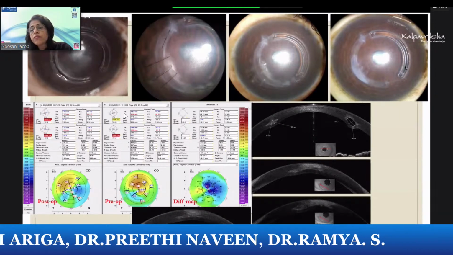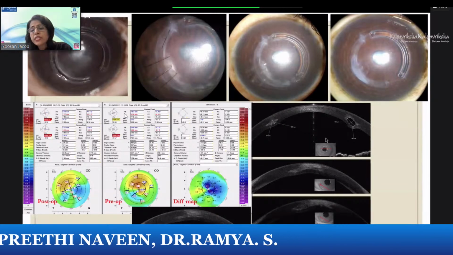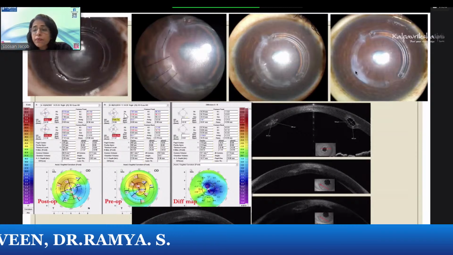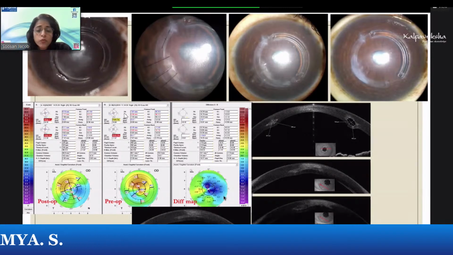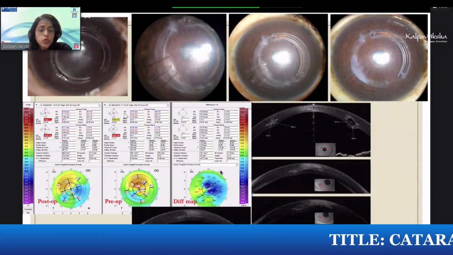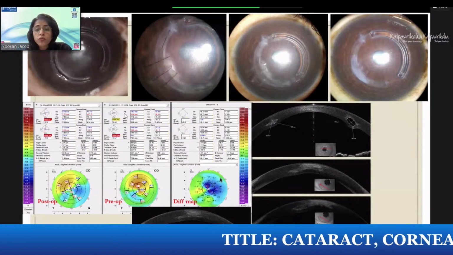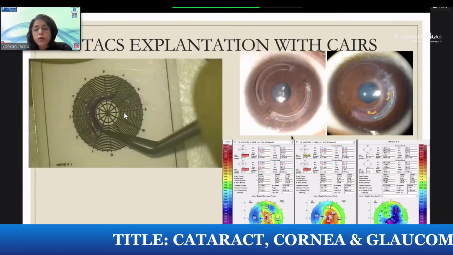A second patient where we had a similar complication, we replaced the Intacs with CARES. Not only did it replace and fill up that corneal defect, it actually gave better flattening than the Intacs was giving. Look at that difference map. This is with the Intacs in place, pre-op. This is post-op. So your topography is improved, your vision is improved, and the patient also avoided a big complication.